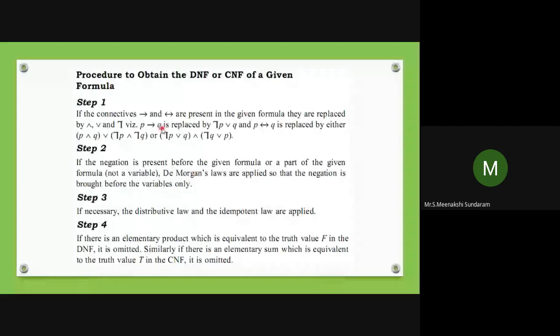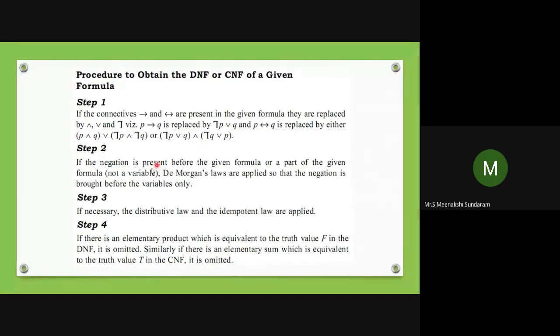If you want to change it, you can go for De Morgan's law only. We can change the disjunction into conjunction. That is the first step: try to change conditional and biconditional. Second step: if the negation is present before the given formula or a part of the given formula, not a variable, De Morgan's laws are applied so that the negation is brought before the variable only. In case of a negation outside the bracket, please bring the negation inside by using De Morgan's law. That is the second step.